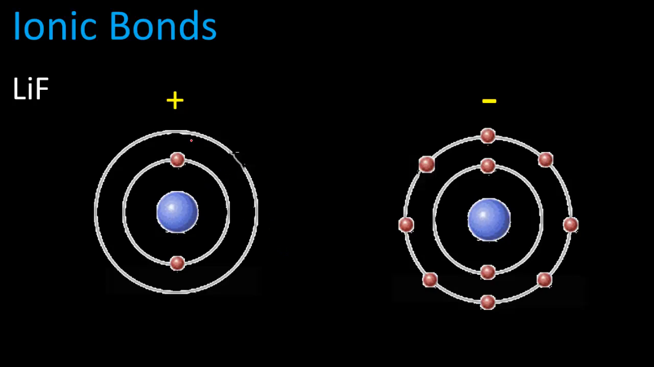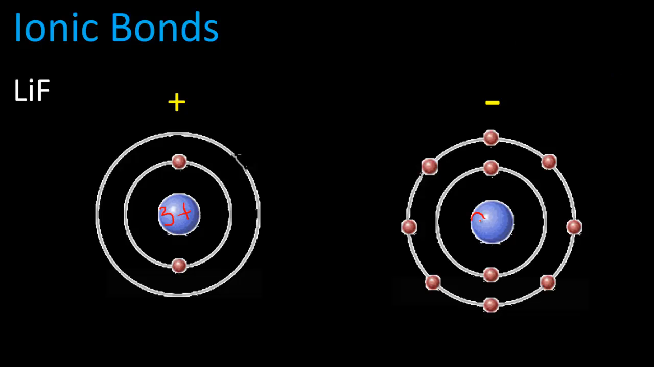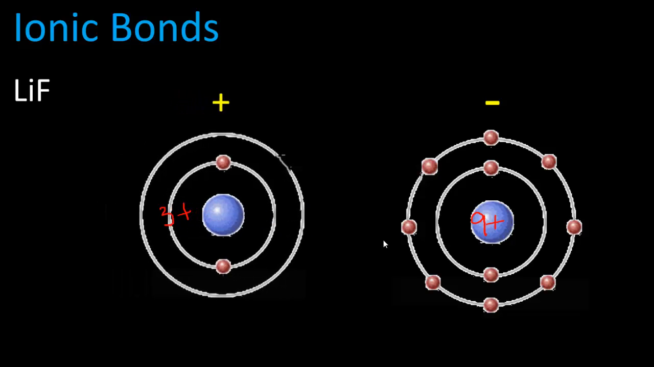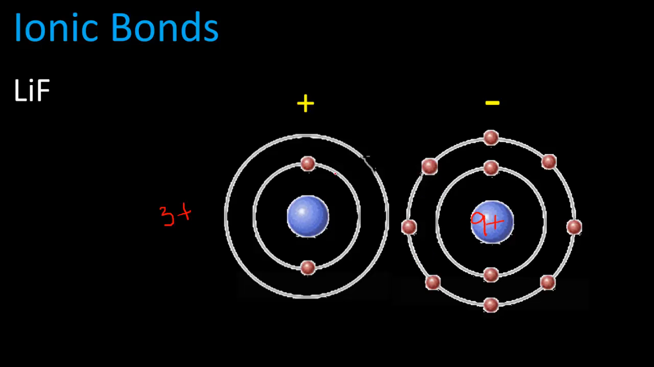And when it does that, lithium now has 1 less electron, so it has 3 protons and 2 electrons, which means it has 1 more proton than electron, which makes it a positive charge. Fluorine has 9 protons, and now it has 10 electrons, which means it has more electrons, so it's negatively charged. Now these 2 ions have opposite charge, and they have an electrostatic attraction between them. So they are attracted to each other, and that's what makes the ionic bond, this electrostatic attraction between the 2. This is an electrostatic attraction here.